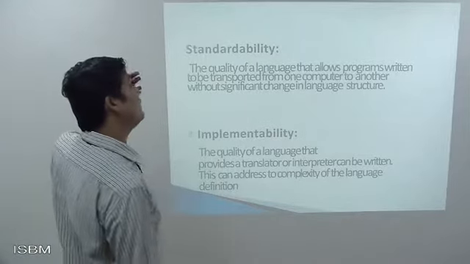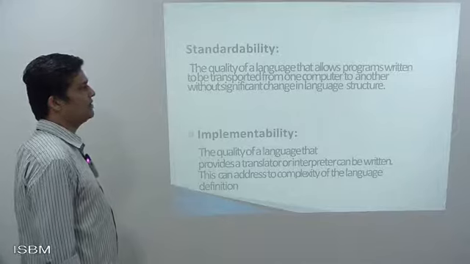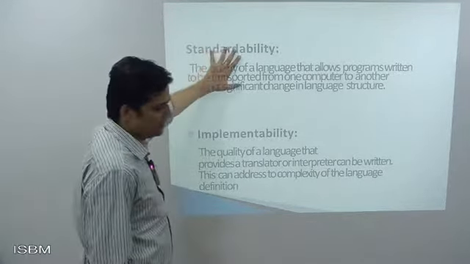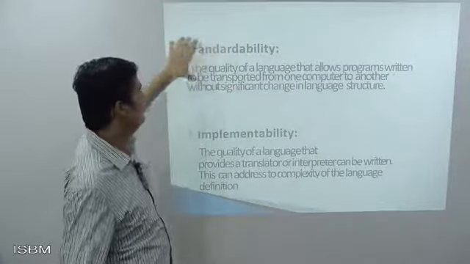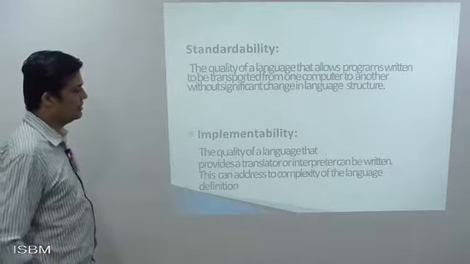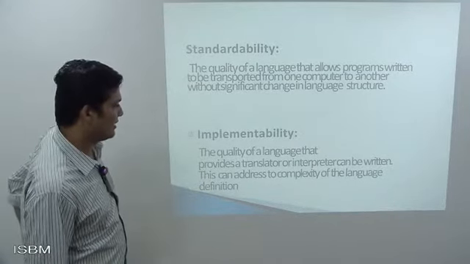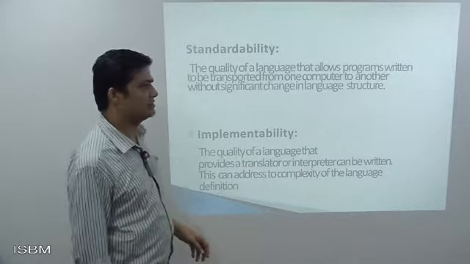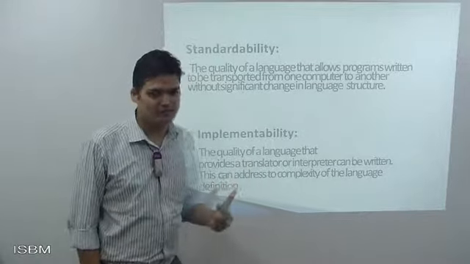Standardability is the quality of a language that allows programs written in it to be transported from one computer to another without significant change in the language structure. So you can easily transfer from one system to another. Then implementability is the quality of a language that allows a translator or interpreter to be written, which relates to the complexity of the language definition. Whatever you have written can easily be implemented on your system.